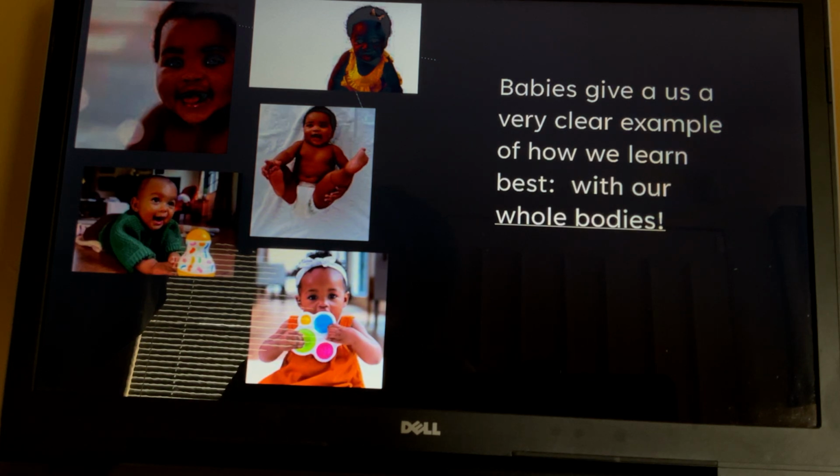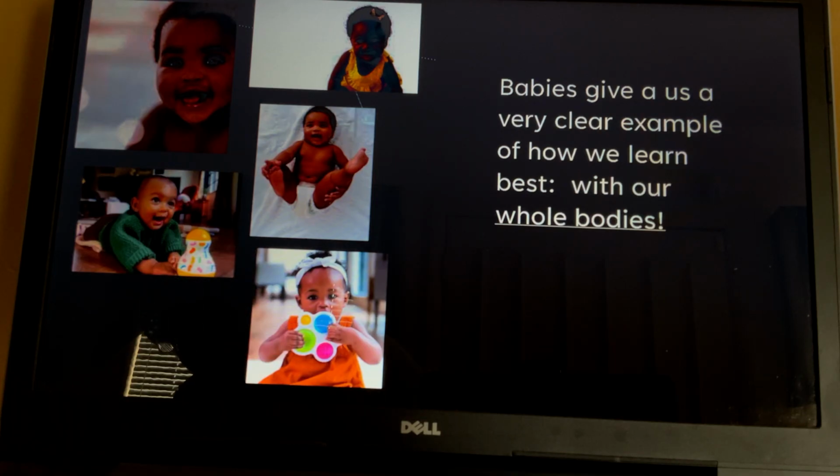These are some darling babies that you see in front of you, but I put them there so that they will help us to really understand how we as human beings learn. Babies get fully immersed, fully engaged when they are learning. They see, touch, taste, smell, listen in order to learn.